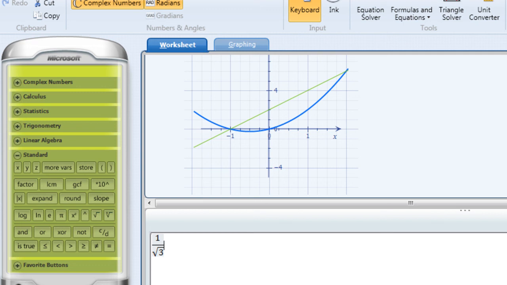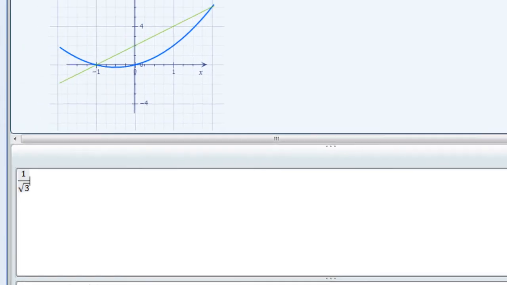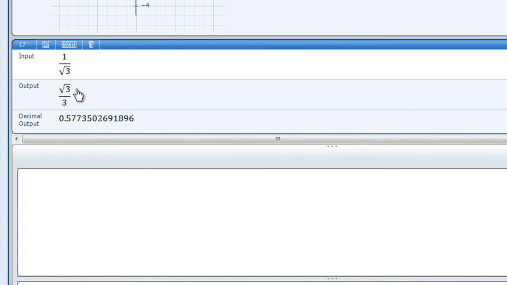But if we press enter, we can cancel out all this problem, and it just gives us the output in standard form, √3/3. It also gives us the decimal output again.